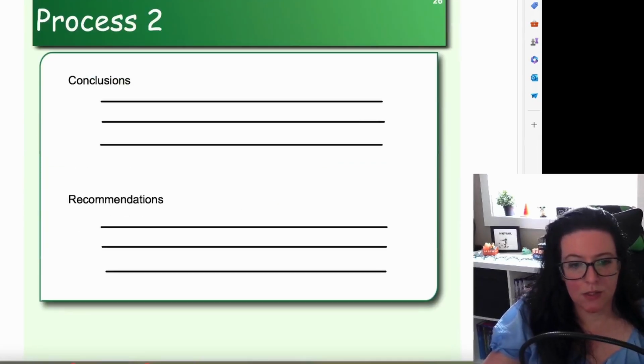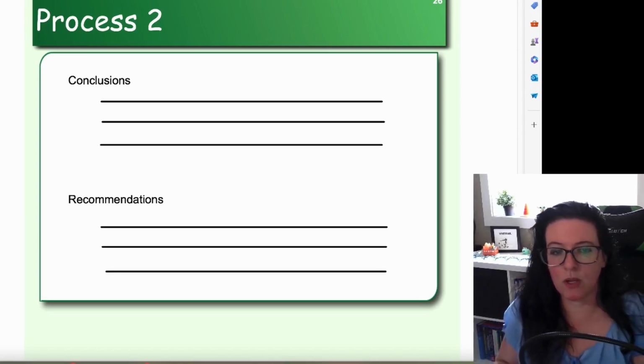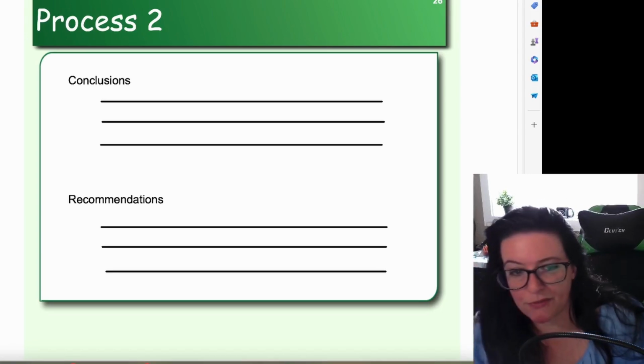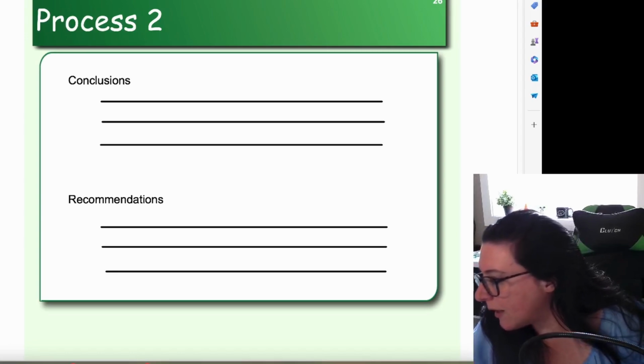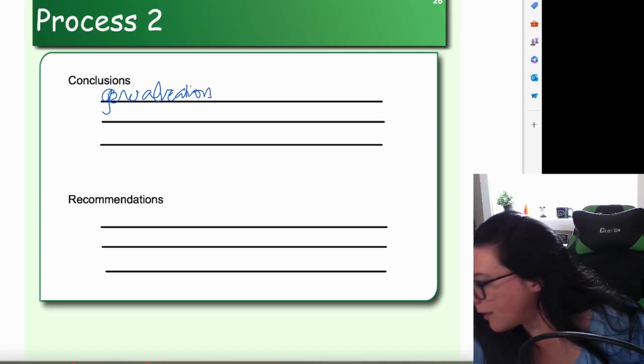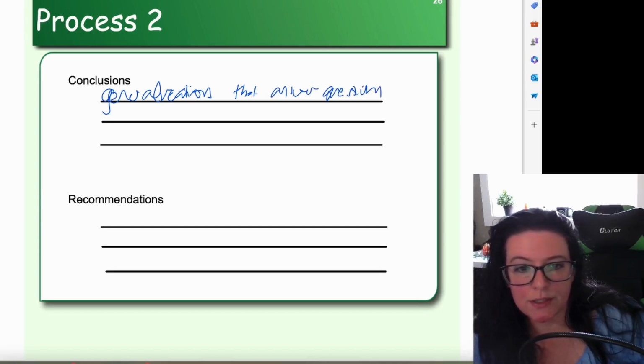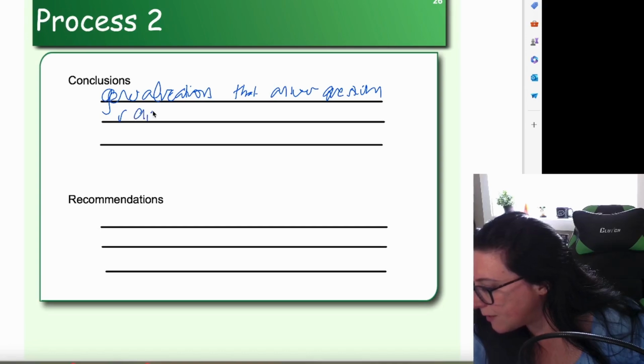And that brings us to conclusions and recommendations. We'll just define them here. So our conclusions here are going to be generalizations that answer questions raised by research objectives.